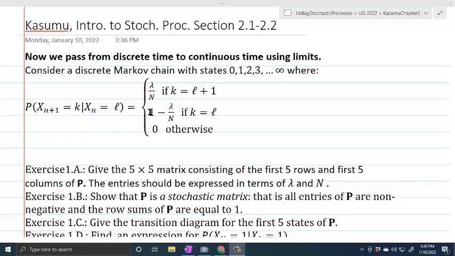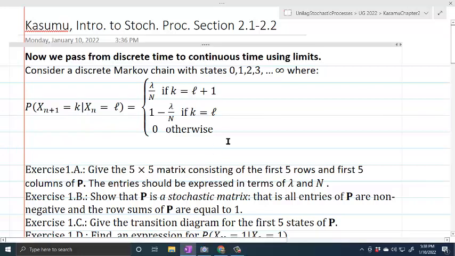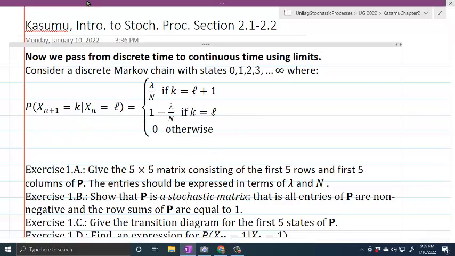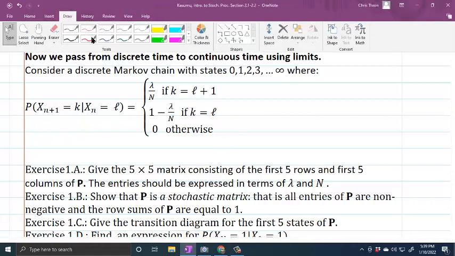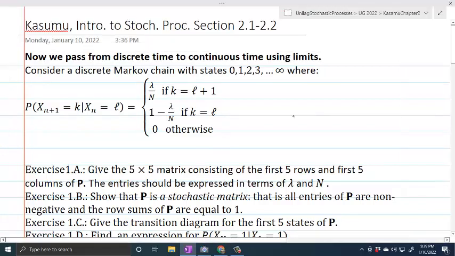In case when L equals k, I can replace the L here with a k, and the probability that xn plus 1 equals k, given xn equal to k, is 1 minus lambda over n. Otherwise, the transition probability is 0. We can show this with a graph. Now, let me draw my state k. My state k is here.